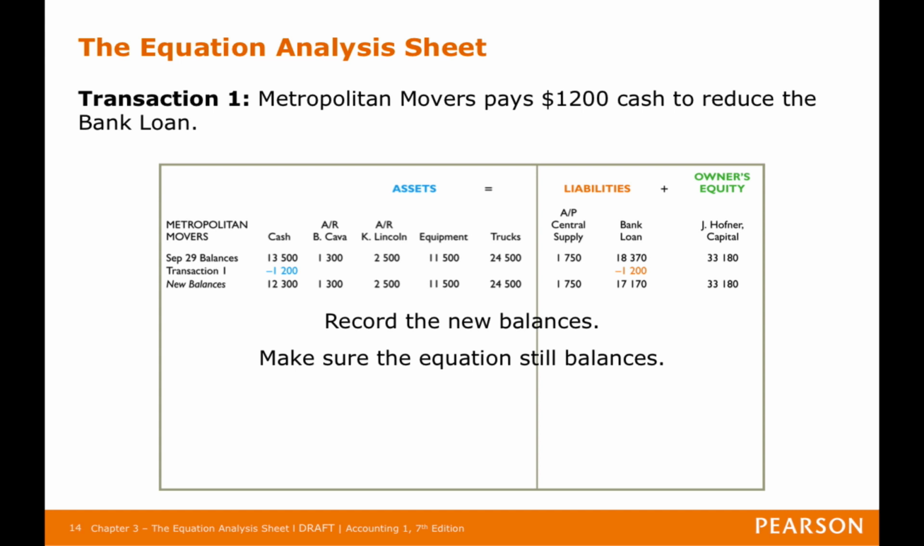Once we've done that, we need to record the new balances. Every time you record new balances on the equation analysis sheet, you should check to see that the equation still balances. In other words, do all of the assets equal the liabilities and the owner's equity? And if you did the math here, you would see that yes, they do equal. At any point in time, the fundamental accounting equation, which is assets equals liabilities and owner's equity, must balance.